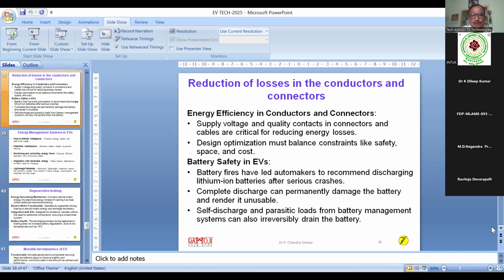Self-discharge and parasitic load from the battery management system can also irreversibly drain the battery.